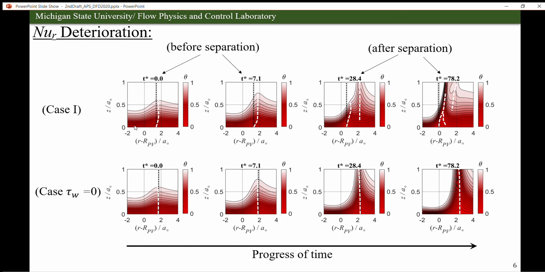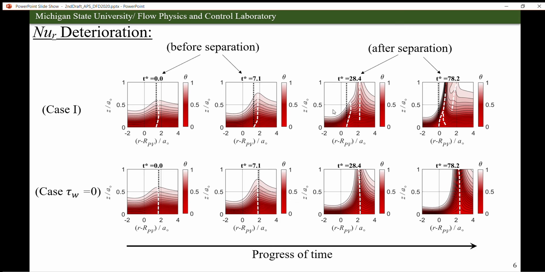Comparing to case 1, we see that early in time, before the separation, the near wall upwelling remains connected to the thermal boundary layer, as in case tau equals 0, but the location of the minimum Nusselt number is moving to where the core center of the primary vortex is.